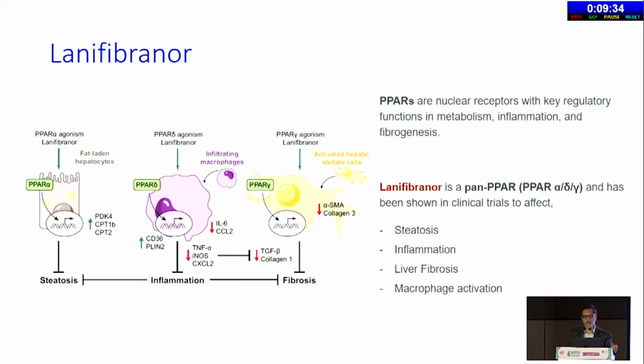So what I'll jump to now is lanifibranor, which is actually not talked about a lot, but it could be a very important player. So there are 3 types of PPAR receptors, the PPAR alpha, PPAR gamma, and PPAR delta. PPAR alpha predominantly increases fat oxidation. PPAR gamma is insulin sensitizing. And PPAR delta is anti-inflammatory. So lanifibranor is a pan-PPAR, and PPARs are nuclear receptors. So it is a pan-PPAR, so it has all 3 effects.